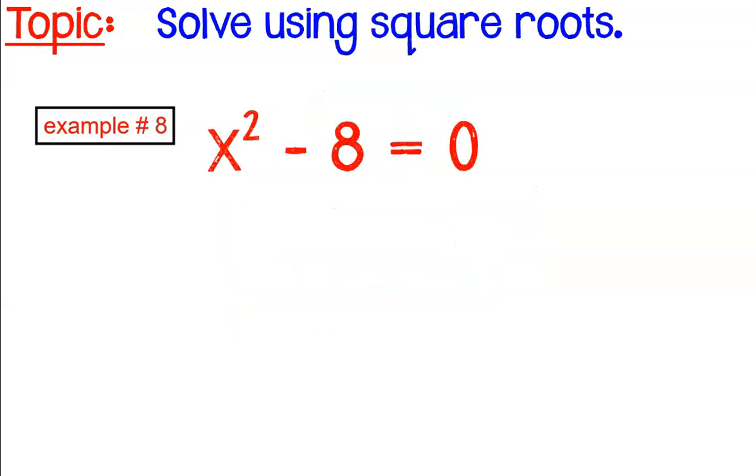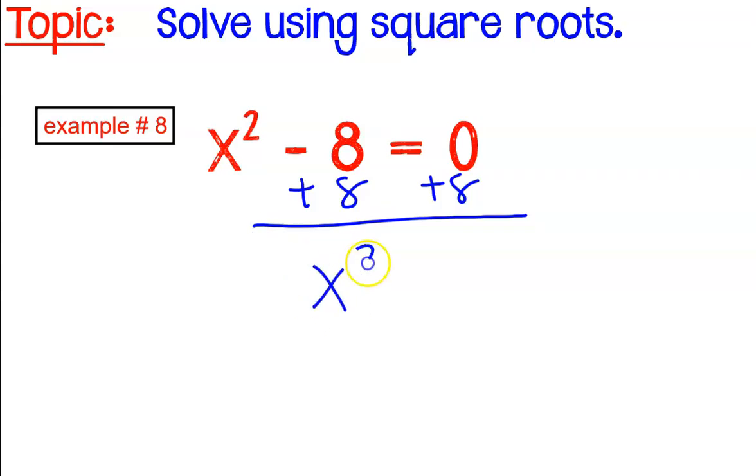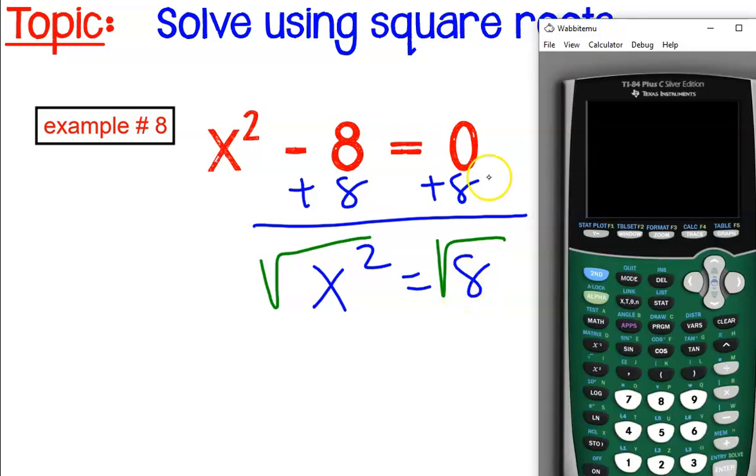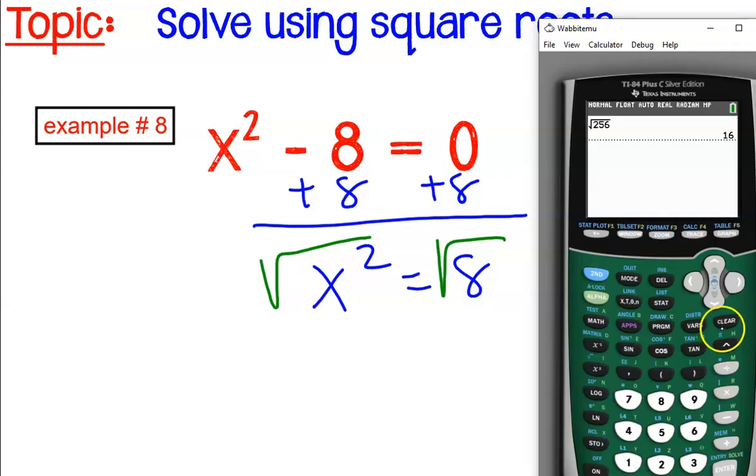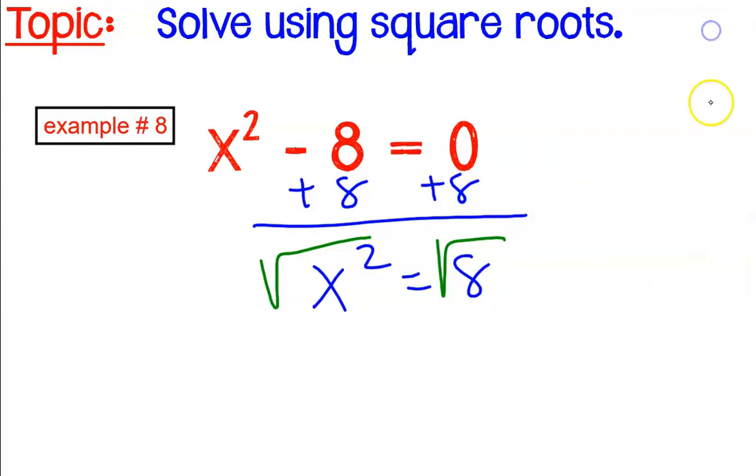Let's try another one. Okay, so this one, once I isolate x squared, and then I take the square root of both sides, I actually still have an irrational number. Let me show you what I mean. If I turn my calculator on here and I take the square root of 8, you'll see that it's irrational, right? It goes on forever and has no repeating pattern. However, the square root of 8 can actually be simplified. So this might be a new concept for you. So simplify.